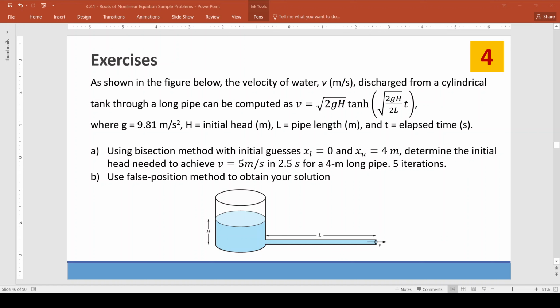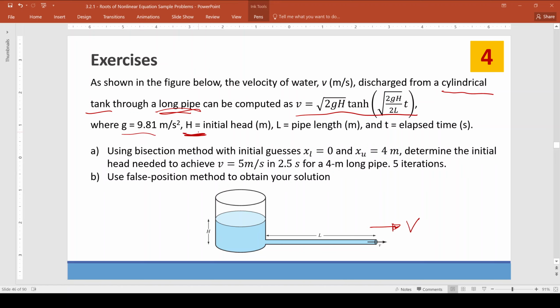Let's move on to our fourth problem. If in problem 3 we have our beam, here we have our water problem. So we have a tank, a cylindrical tank, and there is a long pipe attached at the bottom of it. Now, the velocity coming out from that pipe is computed as equal to square root of 2gh times the hyperbolic tangent of the square root of 2gh over 2l times the time, where our g, or the acceleration due to gravity, is 9.81 meters per second squared.